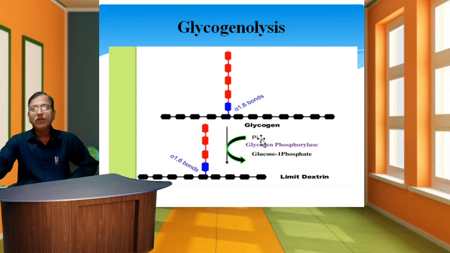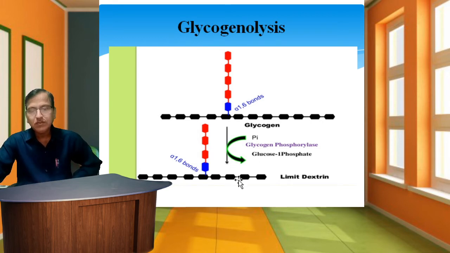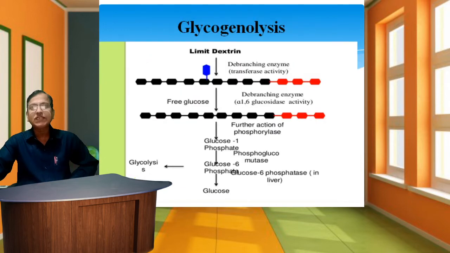First, inorganic phosphate is utilized by glycogen phosphorylase to form glucose 1 phosphate, leaving the limit dextrin. In the next stage, the limit dextrin is acted on by the debranching enzyme through its transferase activity, and its alpha 1,6 glucosidase activity releases free glucose. Further action of phosphorylase converts the rest into glucose 1 phosphate.